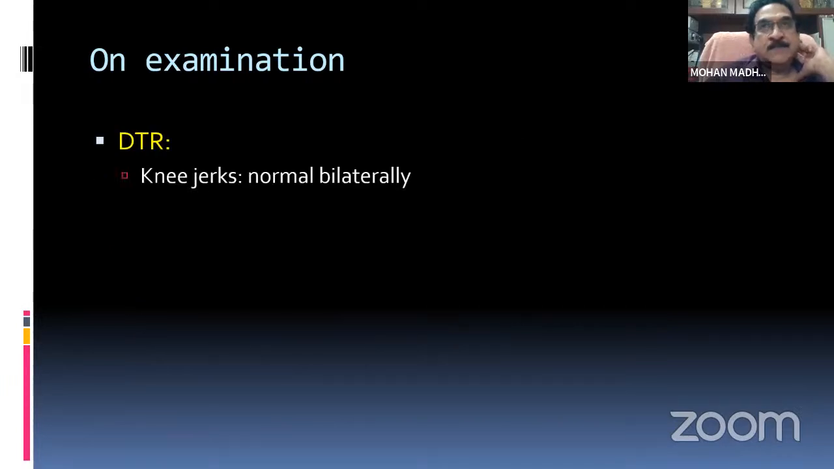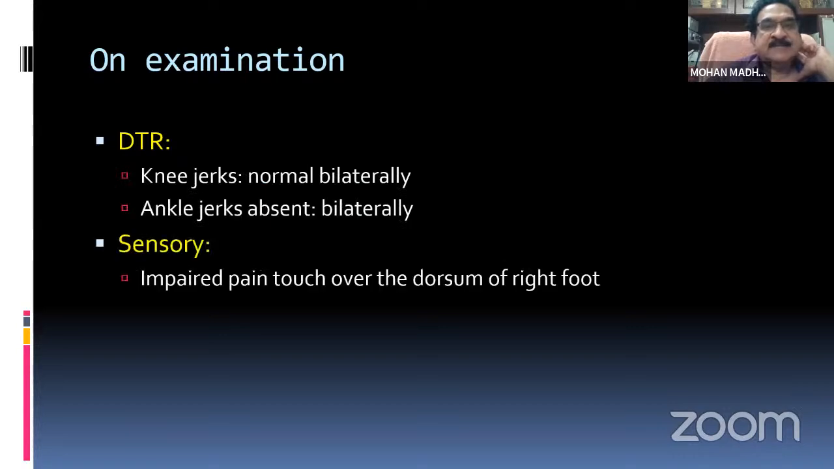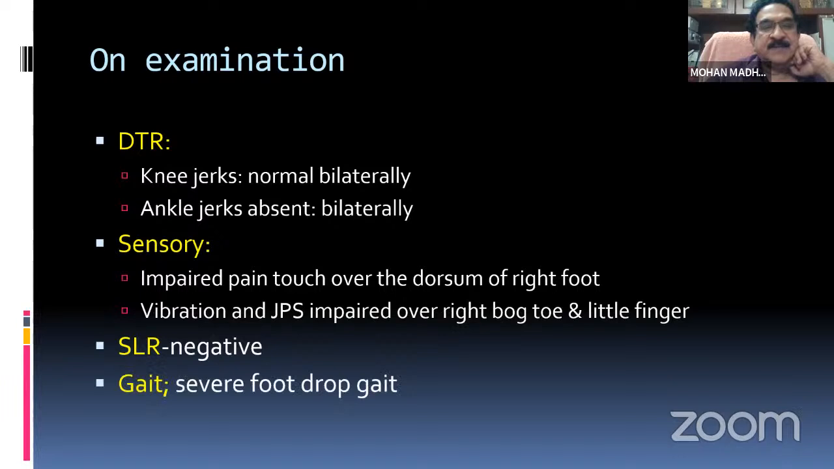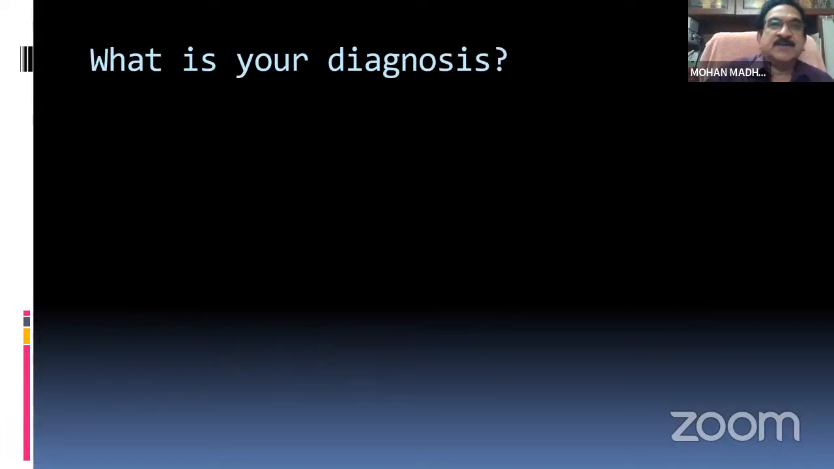Knee jerks normal bilaterally, ankle jerks absent bilaterally. Sensory impaired, pain and touch over the dorsum of the right foot; vibration and JPS impaired over the right big toe and the foot. SLR is negative. Gait, you have already seen, severe foot drop gait. So where do you think is the localization, what is the likely diagnosis?